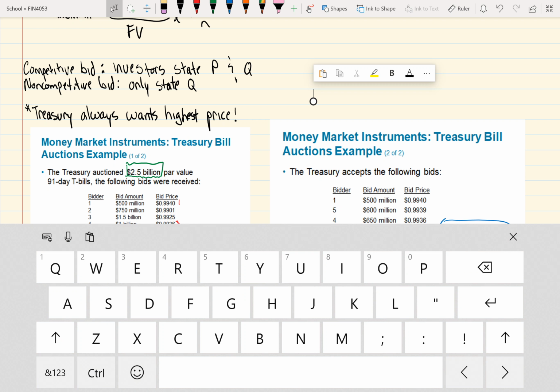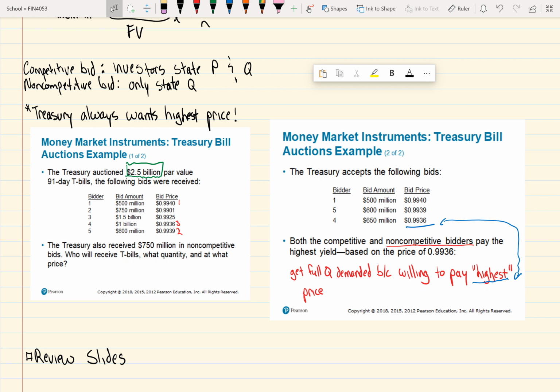So let's say in one week, the Treasury announces that they're auctioning $2.5 billion par value of 91-day T-bills, and let's say the following bids were received. This bid amount here adds up to more than $2.5 billion, so they can't fulfill all of that. They're not willing to do that. An important part here too is that the Treasury also received $750 million in non-competitive bids. The rest of these up top are competitive, and this one's non-competitive.